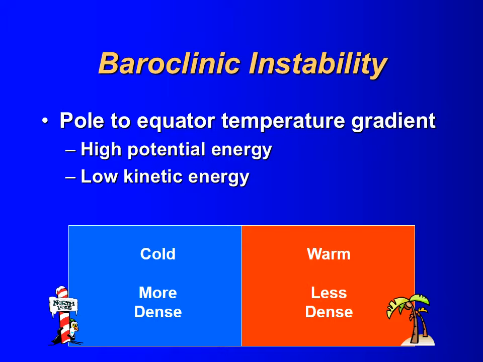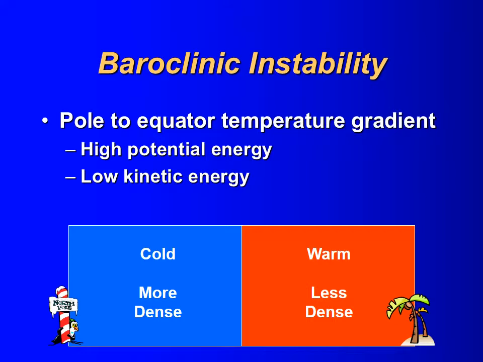If we look at a cross-section from the North Pole down to the equator, more or less you've got a strong temperature gradient from north to south. Up north it's cold, down south it's warm. So this is a situation where you have high potential energy and not a lot of kinetic energy. It's not moving yet. The system's not moving yet.